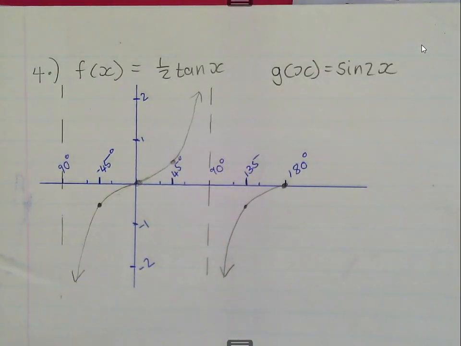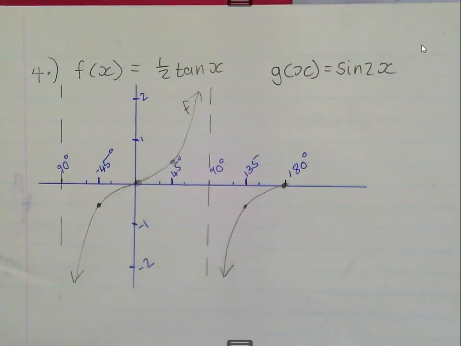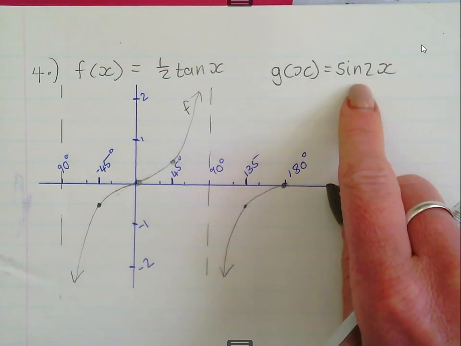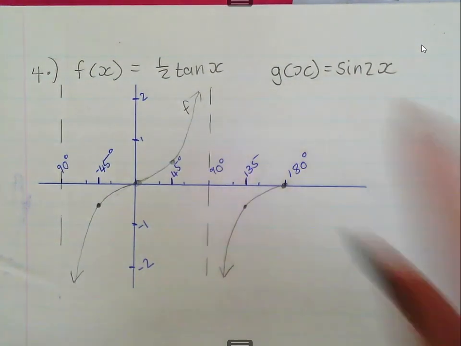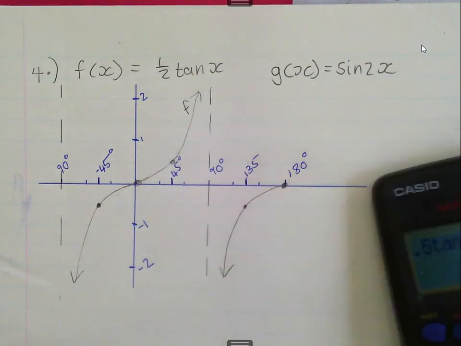Tan graph done. With the sin graph, I see I have a b value of 2. Therefore, I first need to determine where my critical points will be. It's 360 divided by 2, so the period of this graph is 180. 180 divided by 4, my critical points will be at 45 degrees.